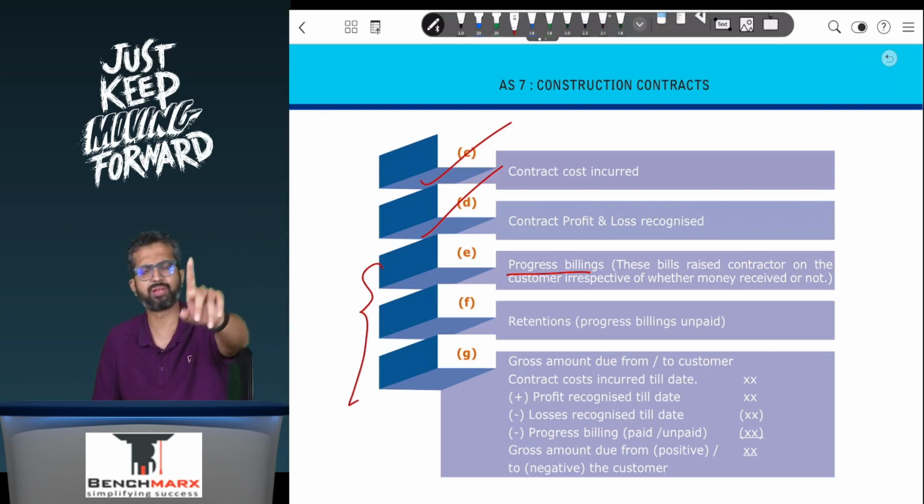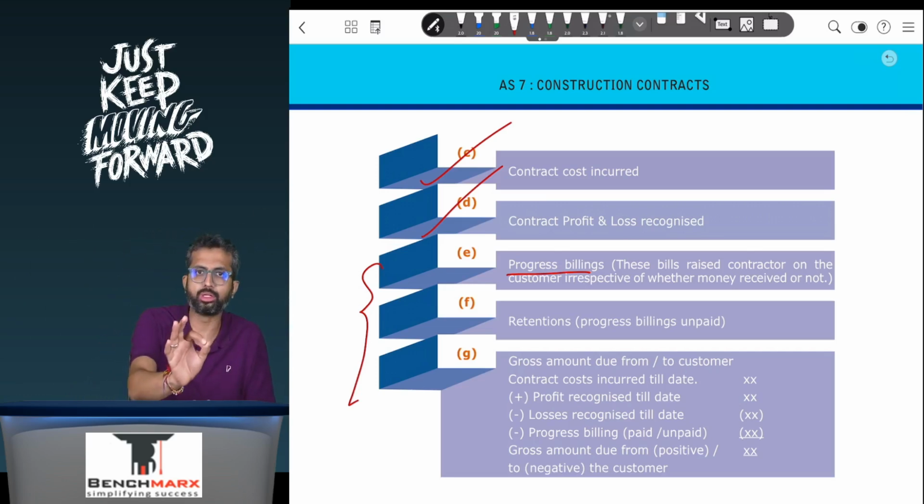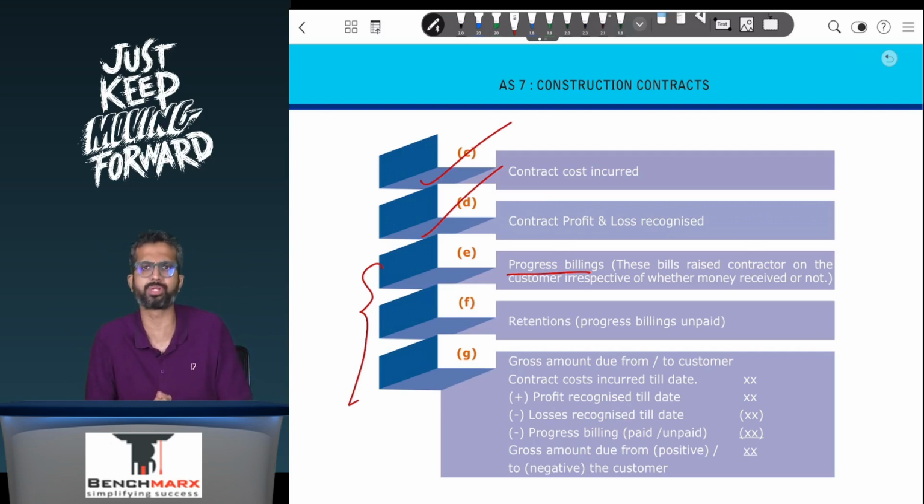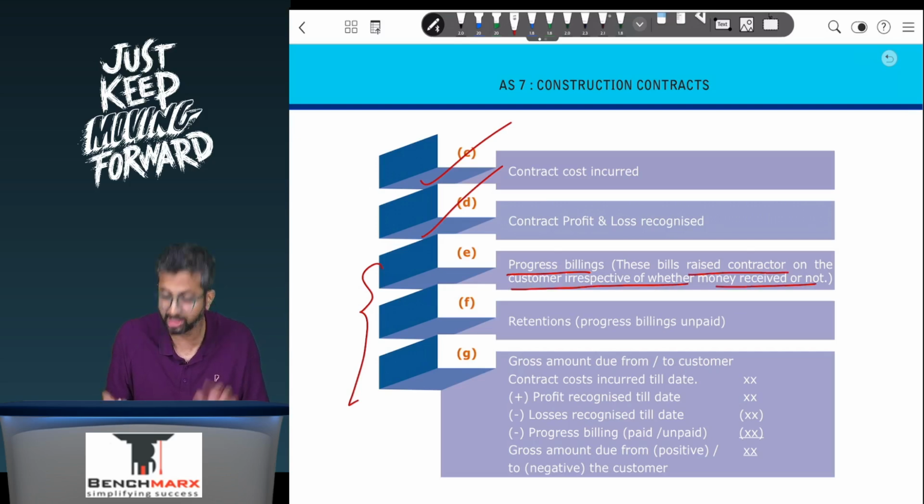As per AS7, revenue will be recognized based on the stage of completion. Now, they have not even started painting. However, they have raised a bill on me and demanded 50% advance. That is progress billings. So, progress billings are bills raised by the contractor on the customer irrespective of whether the money is received or not. For a 100 rupee contract, if a bill of 50 rupees is raised, progress billings are 50.